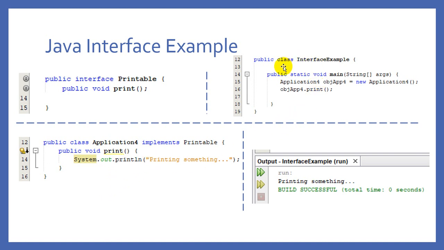Now, I have another class, public class InterfaceExample, and in that class I have a main. As you can see, I have declared this object, and through the object I'm calling a print function, and it will be executed, right? There can be a question: what is the purpose then? Why have I defined it with the interface, and now I am using it right here?